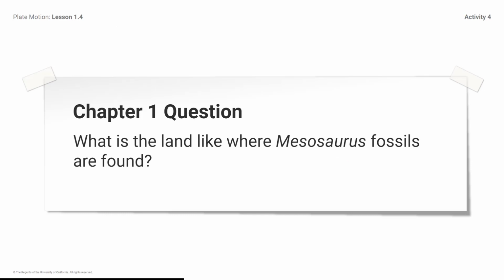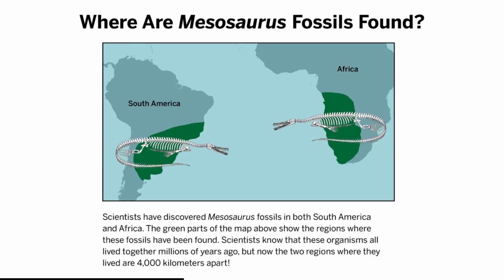Chapter 1 question. What is the land like where Mesosaurus fossils are found? In Chapter 1, we learned a lot about Earth's outer layer, and we know a lot about what the land is like where these fossils are found. Where are Mesosaurus fossils found?